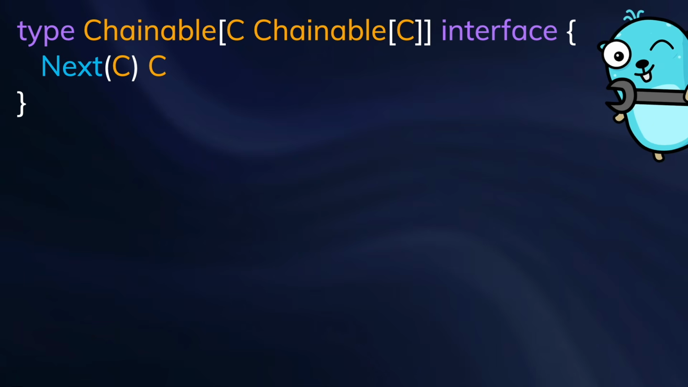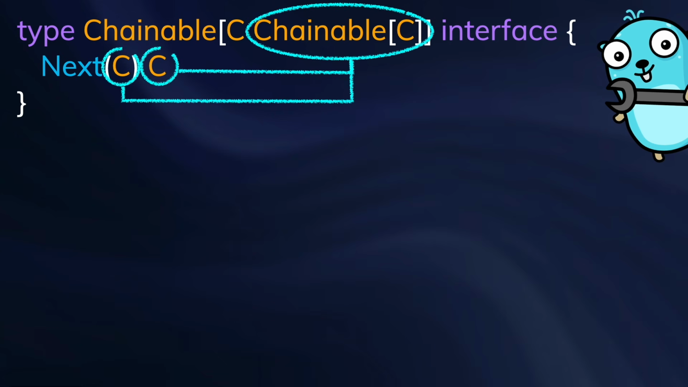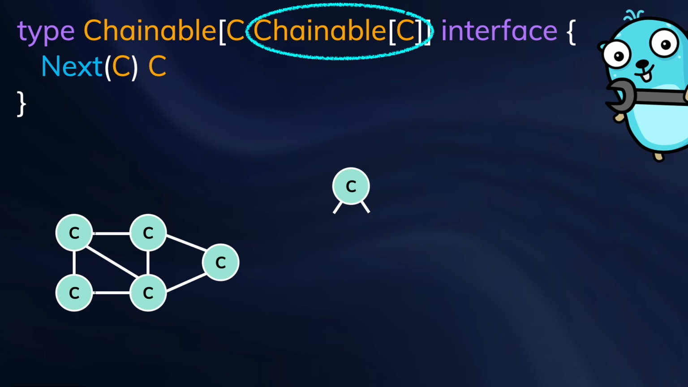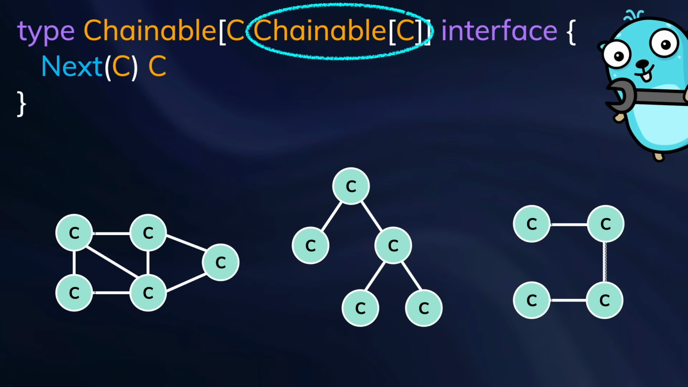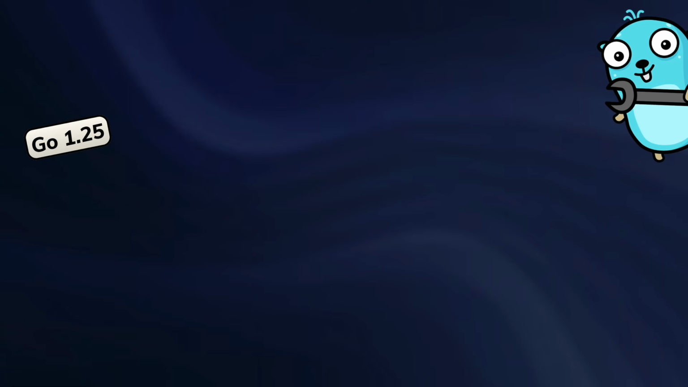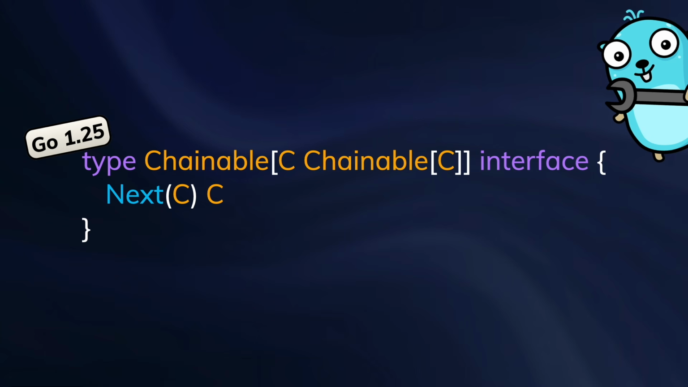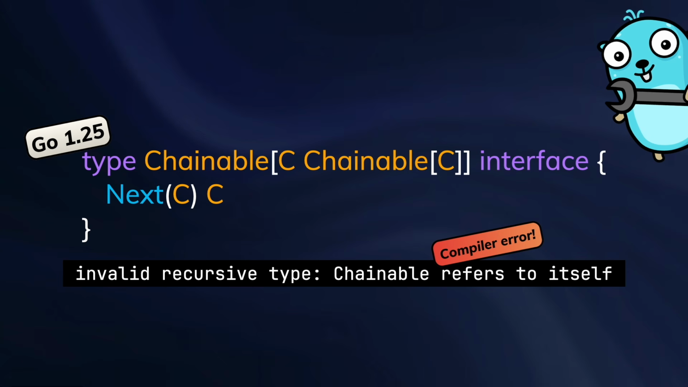Another language change is self-referential generics. This new change allows us to build structures like graphs, trees, and linked lists with native strict type safety, removing the need to use the empty interface in those cases. In Go 1.25, using this interface type, for example, that happens to return a chainable type, we cannot use the chainable type itself because it's not allowed.